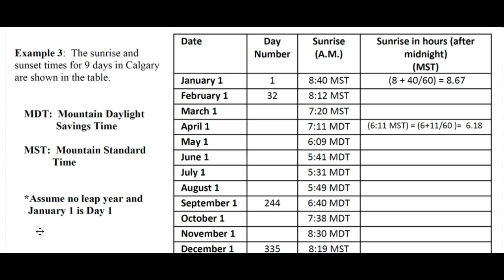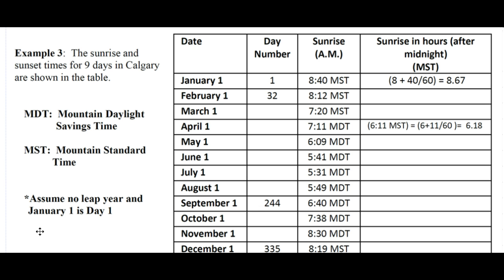All right, so sunrise and sunset times in Calgary are shown in the table. January 1st, February 1st, etc. Now, you can't put in January, February, so we're going to go by day number. And then it gives the time of sunrise. Since Alberta switches from standard time to daylight savings time, we're also going to have to adjust the time. It would have been a lot easier just to use Regina or something, because they don't switch times. But this is what we have to work with.